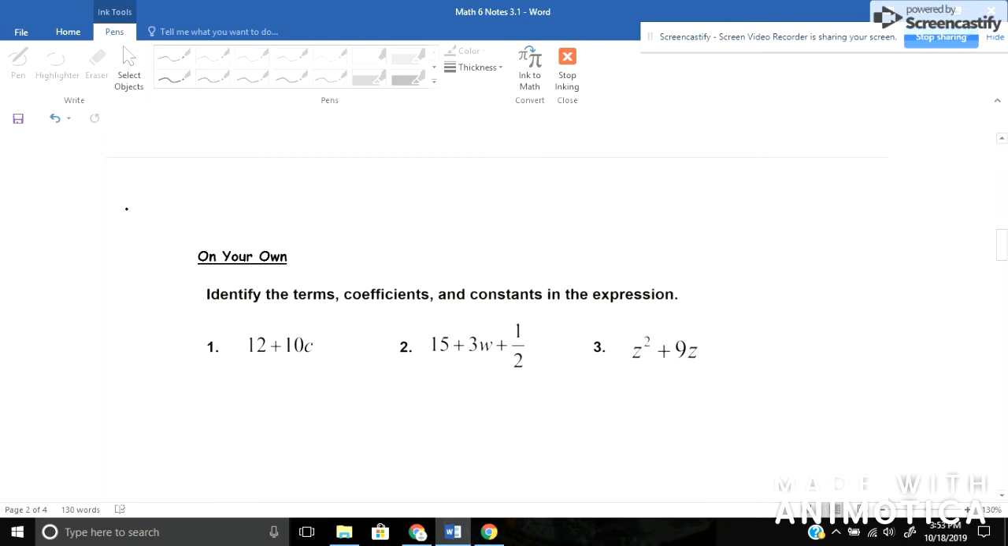Okay, so I'll do similar to what I did before. I'll list my terms, my coefficients, and my constants. Okay, terms in the first one, if I break it here, I've got 12 and I've got 10c. Terms in my second problem, I've got 15 and I've got 3w and I've got half. And lastly, I've got z squared as a term and 9z as another term, 2 terms here.